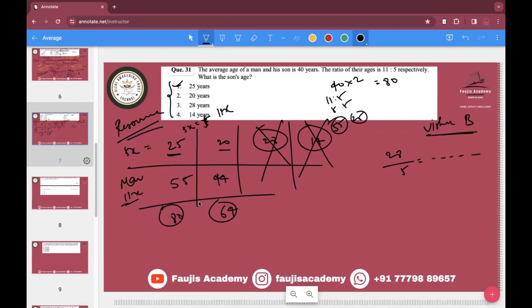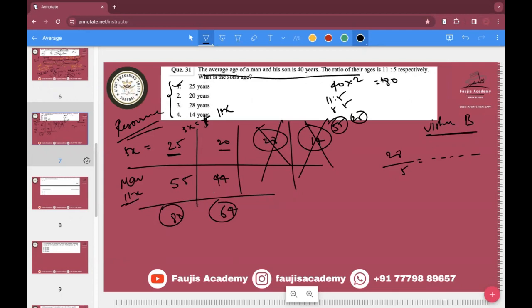Right, ladies and gentlemen? Yes, sir. You should be able to think through this way as well. Right? And this is a much faster way, I tell you. Much faster way. Mixture allegation question, do it this way. I'm not a very big fan of using formulas and all. This is a very simple question.